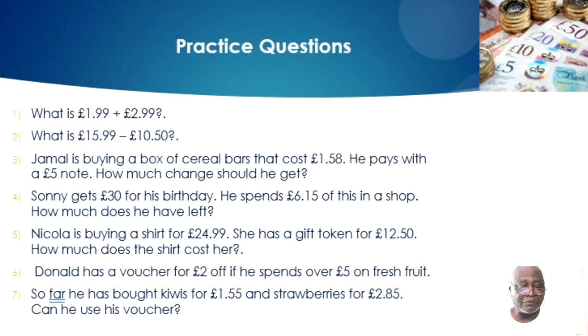Here are 7 practice questions. Read them carefully and see if you can figure them out for yourself. Interpret them. Remember the rules. Convert pounds to pence if you have both currencies, or pence to pounds if it's necessary. And then find out the total cost of items you need to get, and if you have to pay for them, how much they will cost. Compare it with what you have.